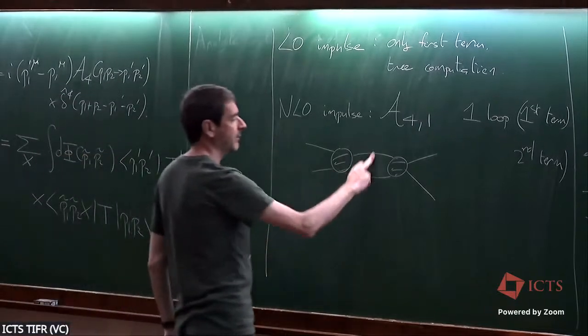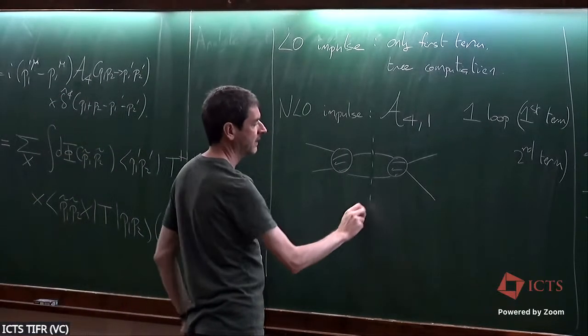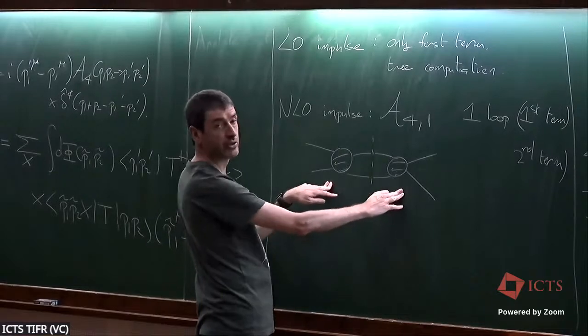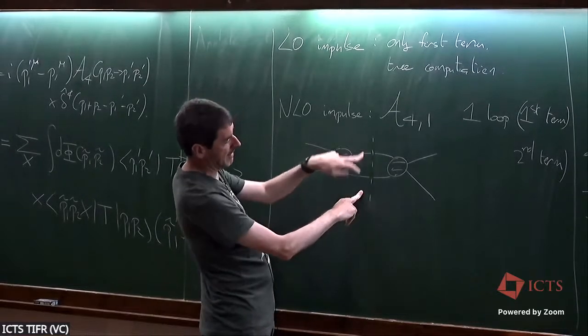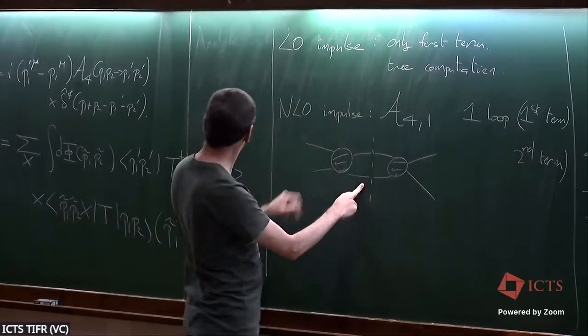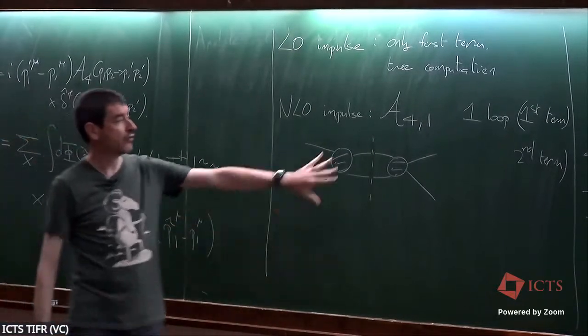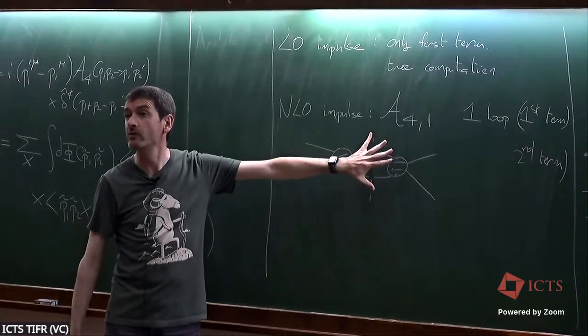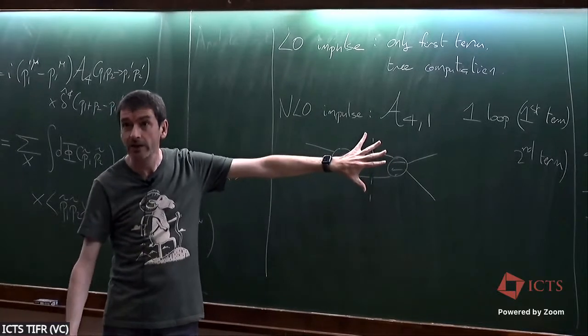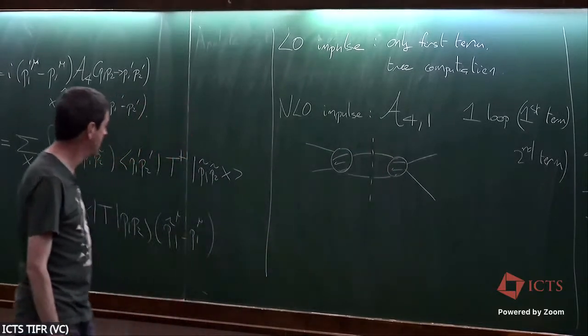So people usually think about it like this. It's a tree amplitude times a tree amplitude. The intermediate legs here, these p twiddles, are attached to both sides. They don't really make a loop, but you integrate over them in a certain way. And that is connected to a loop computation.